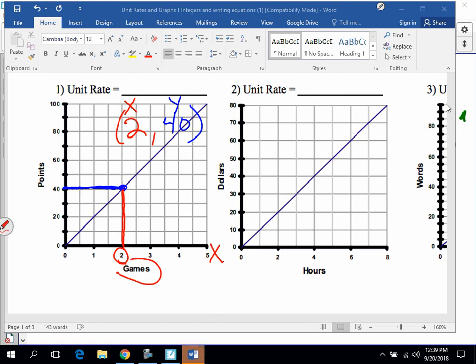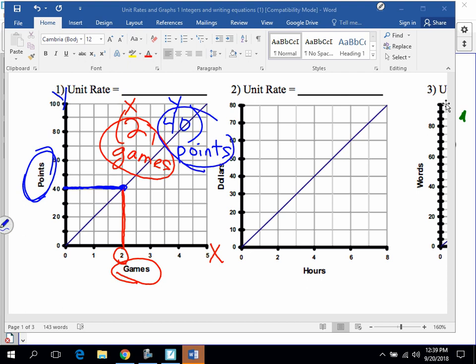Then I want you to record the words on the x and the y-axis. So games goes with the x value. And then you'll see over here, points is a part of the y-axis. So y represents points. Once you've written down those 4 things, x, y, games, and points, we're ready to describe the meaning of (2, 40) in context. When I write my sentence, I just need to make sure that somewhere in the sentence it says 2 games, and somewhere in the sentence it says 40 points.